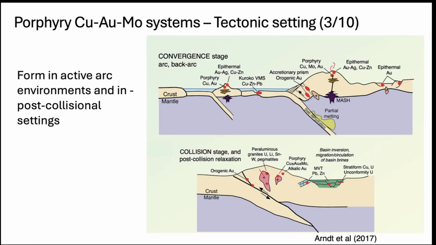And so porphyry copper deposits are interpreted to have formed in active arc environments. In the upper panel, we have oceanic subduction, the subduction of oceanic crust underneath oceanic crust, so we can make epithermal deposits and porphyry copper deposits. And then where we have subduction of oceanic crust under continental crust, again we can make some nice large porphyry copper deposits, such as in the Andes.